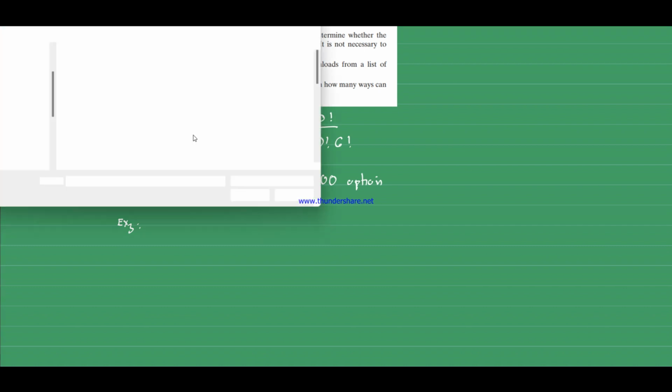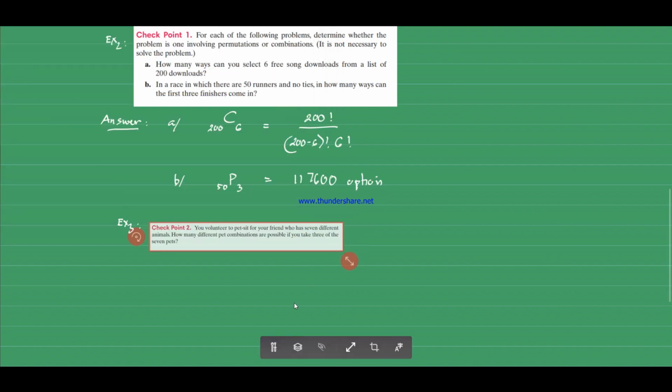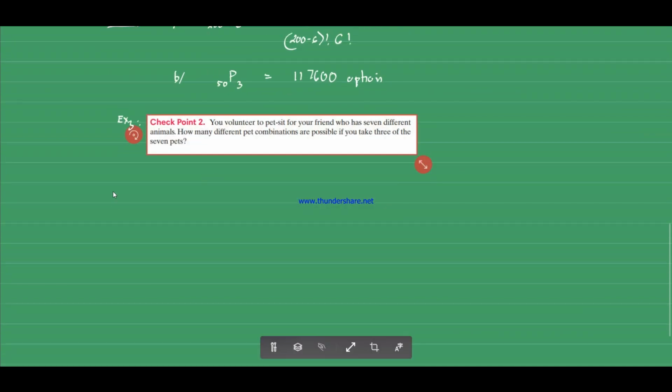Now, what if we have this one? You volunteered to purchase pets for your friend who has 7 different animals. How many different pet combinations are possible if you take 3 out of 7? If you just take 3 out of 7, we don't need to put those pets in order, which one goes first, which one goes second. So of course this problem is very easy. We just pick 3 out of 7.